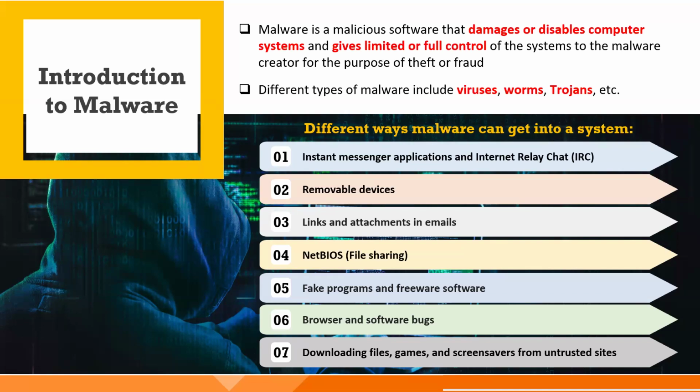and how they infect a computer system. There are different ways that a computer gets infected by malware. Most of the time they use instant messenger applications and internet relay chats, whereby you download maybe something like Telegram. Sometimes they transfer malware there. So you think that you are downloading a legitimate application, but it's not. It's just a malicious file.